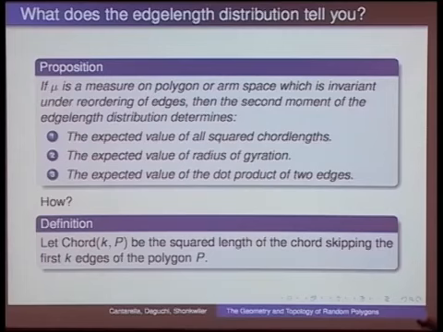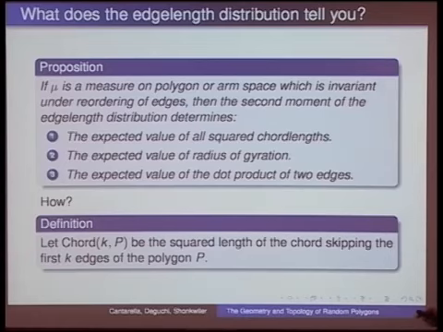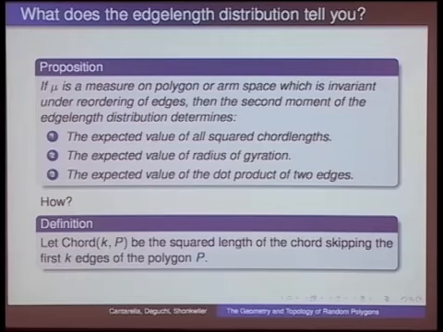rearrangement symmetry. But here's our proof, which is, I guess, slightly different from Ken's proof in that it's in our language. So if we let this chord be the length of the chord skipping the first k edges, so chord 1 is an edge length, chord 2 is skipping 2 edges, and so forth. Squared length or the length? Squared length. Squared length.